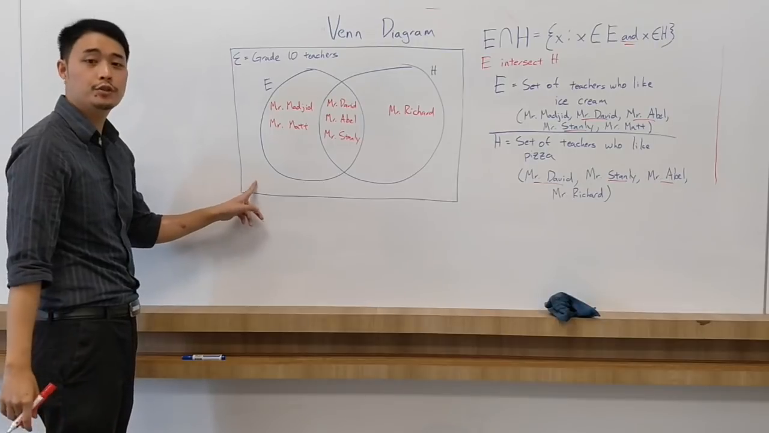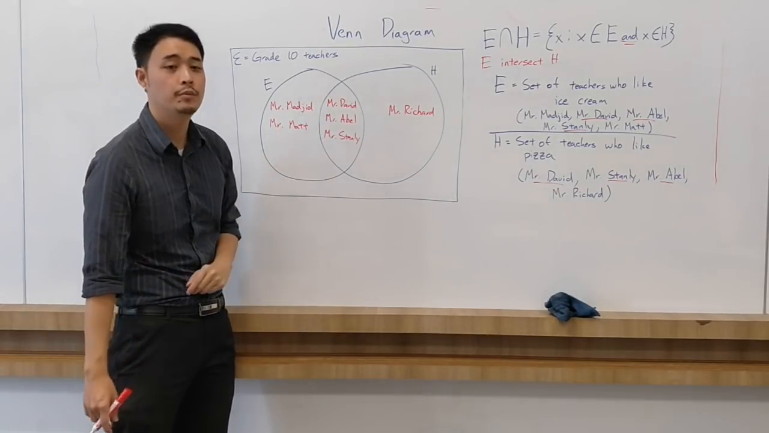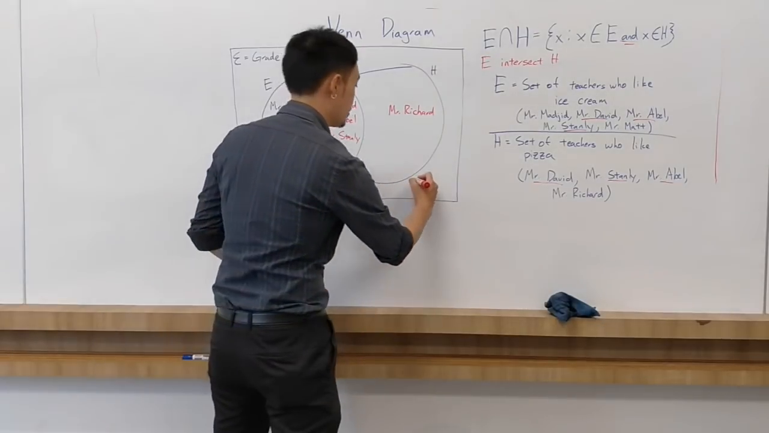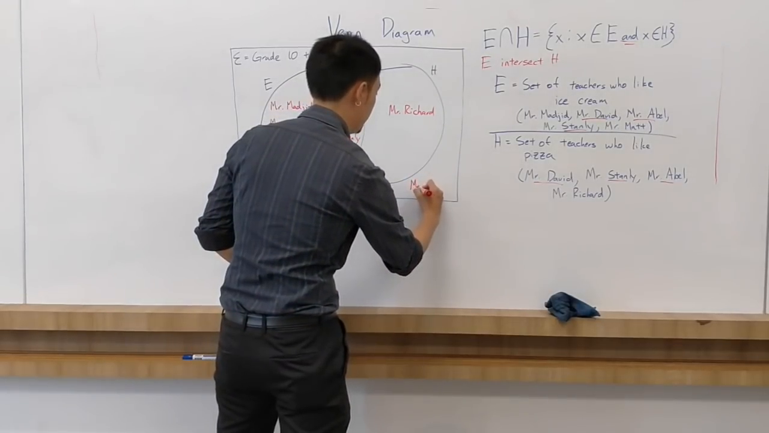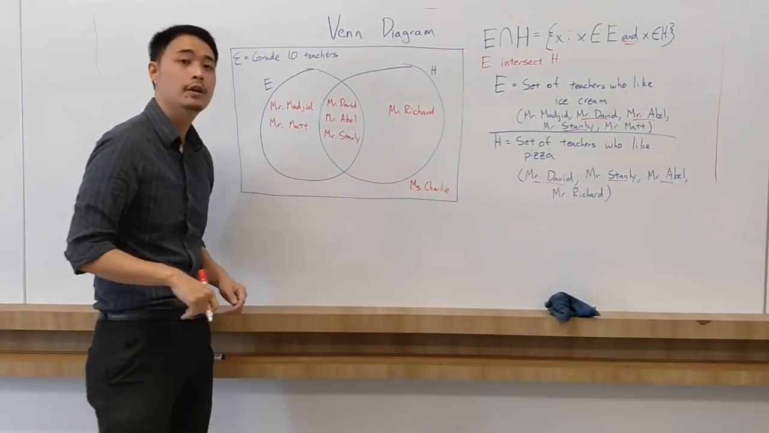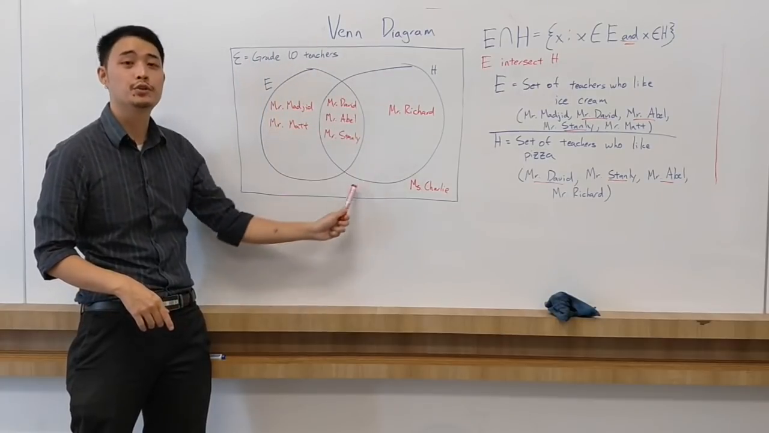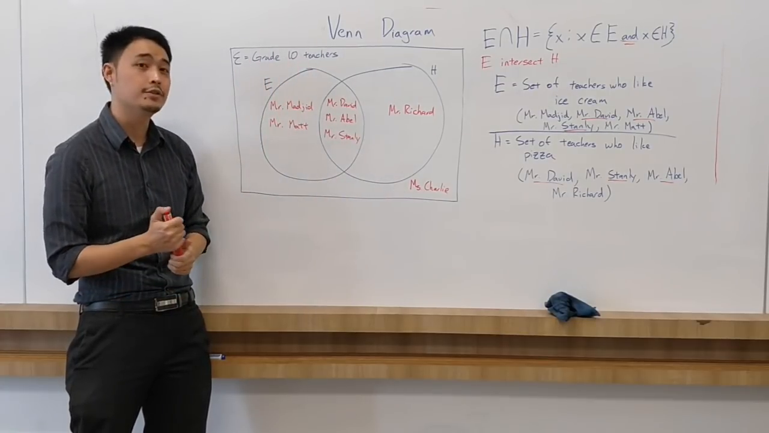And keeping in mind, we can also still include teachers who don't like any of these, right? There are some teachers who don't like ice cream or pizza. For example, maybe Miss Charlie. Right? So maybe Miss Charlie doesn't like ice cream or pizza. We would write her outside of the Venn diagram, but still part of the universal set, which is grade 10 teachers.